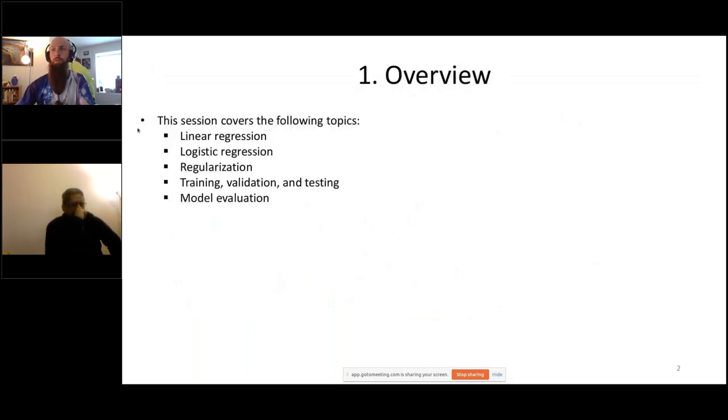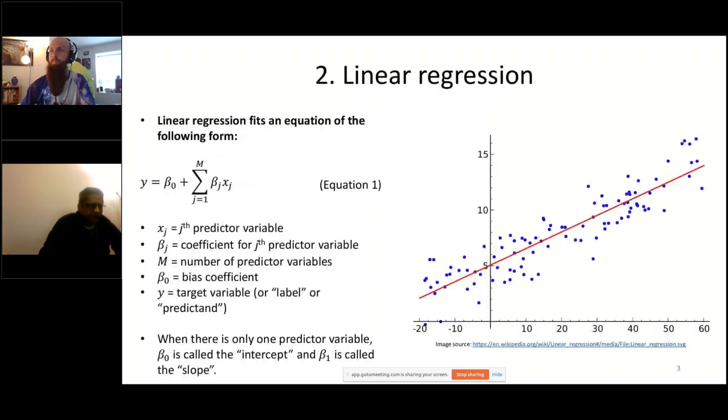This session will be covering the topics of linear regression, logistic regression, regularization, which is a way of reducing degrees of freedom and making a simpler model, training, validation, and testing, and then model evaluation at the end. ROC curves are probably the thing most people are familiar with, but we'll go a little bit beyond that as well. So we'll just jump right into linear regression, and then we'll talk about some preliminary conceptual stuff as we're going through it.